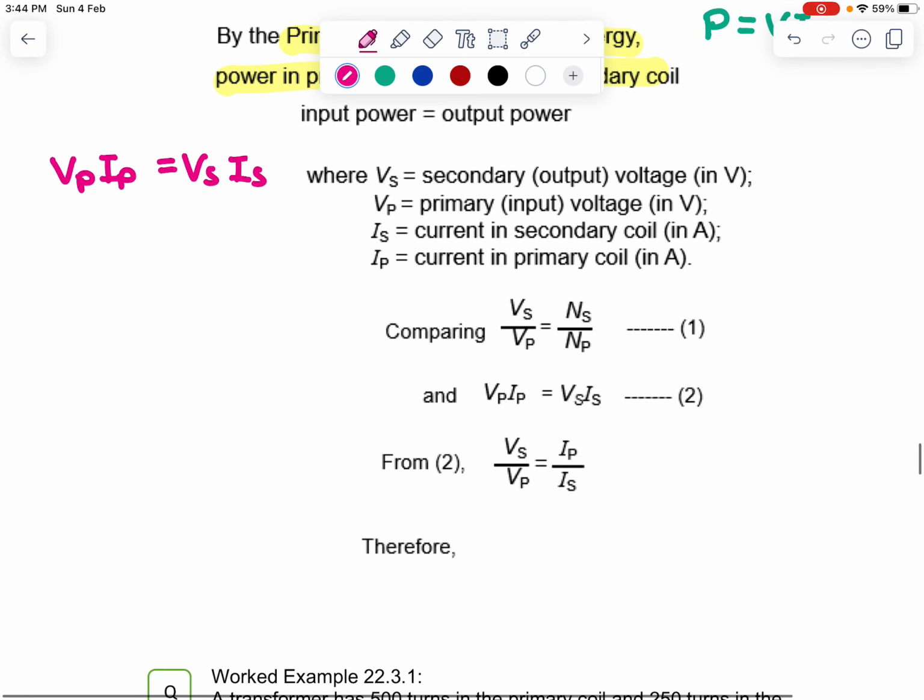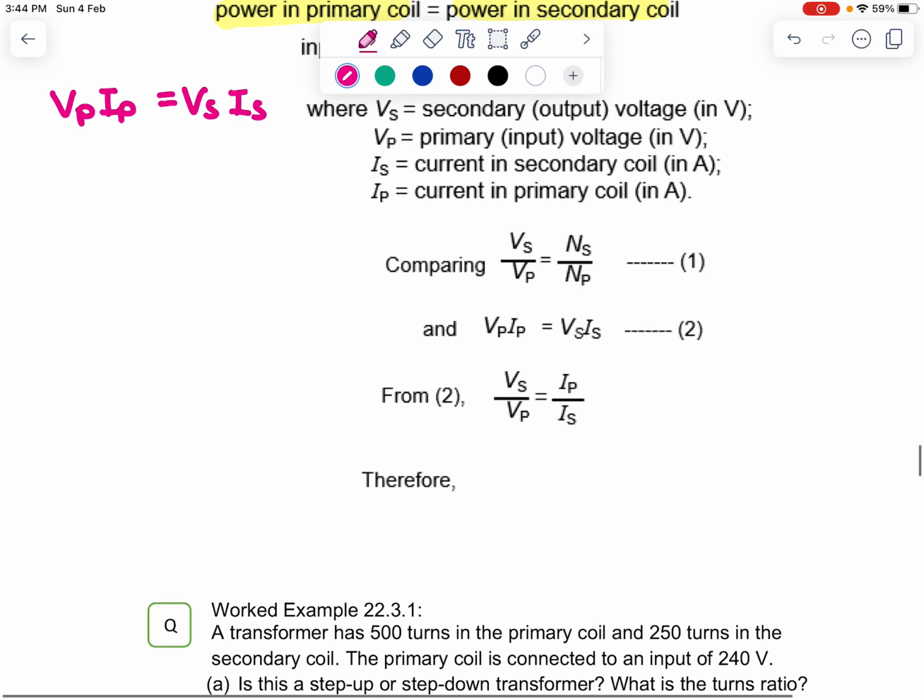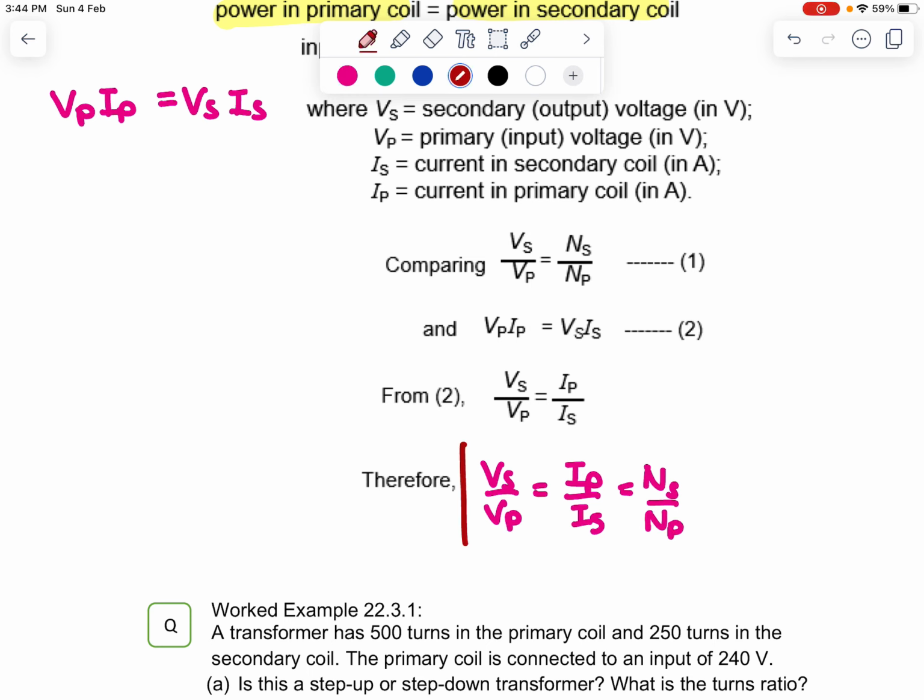And combining this formula with the previous formula, you will get the combination of Vs over Vp equals Ip over Is, also equals Ns over Np. And this is a combined formula for the whole of transformer.